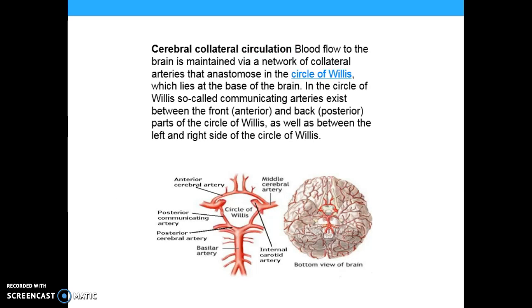So cerebral collateral circulation, blood flow to the brain overall, is maintained by a network of collateral arteries in the circle of Willis, which lies at the base of the brain. In the circle of Willis, so-called communicating arteries exist between the front and back parts of the circle of Willis, as well as between the left and right side. So just kind of review what collateral circulation is, and we can talk more about that when we review strokes closer to exam time.